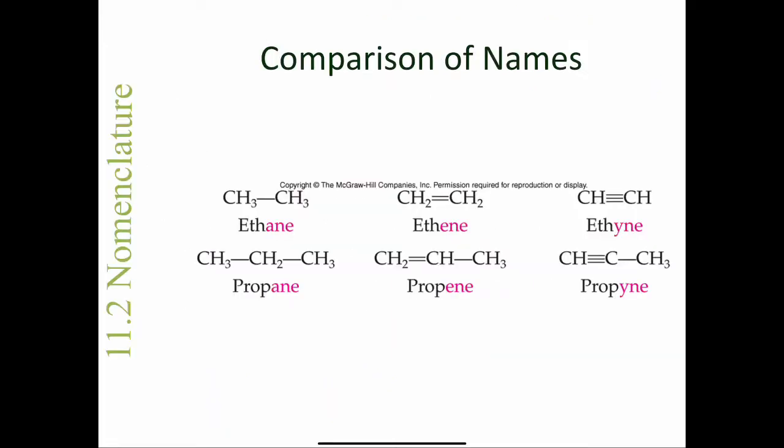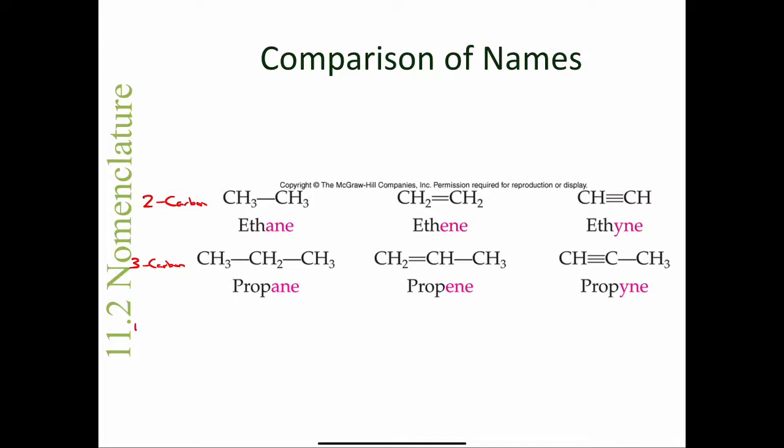This slide just shows some comparison of the names of alkanes, alkenes, and alkynes. If we have a 2-carbon hydrocarbon that is an alkane, it's ethane. If we have a 2-carbon hydrocarbon that's an alkene, we call it ethene. And if it's an alkyne, we call it ethyne. If we have a 3-carbon alkane, of course, we call that propane. If we convert one of those single bonds between the carbons into a double bond to make an alkene, we have propene. And then finally, if we have a triple bond, we would call that propyne.